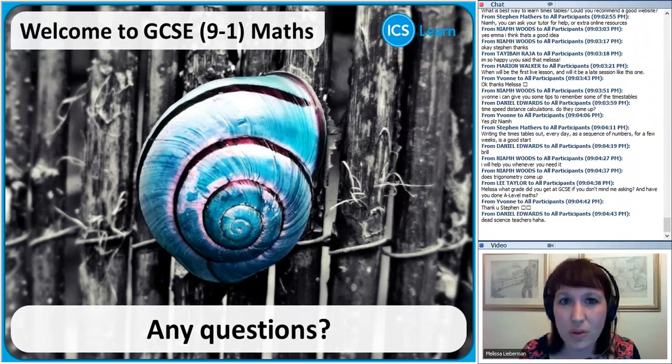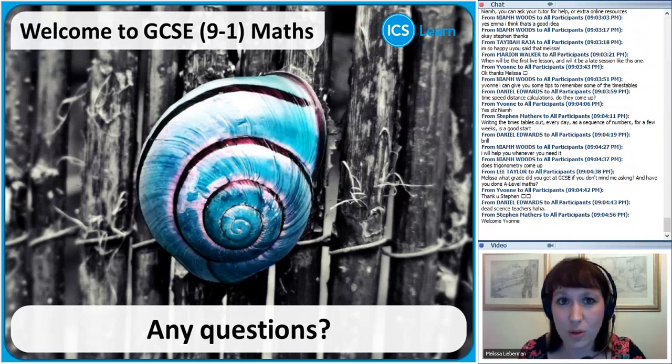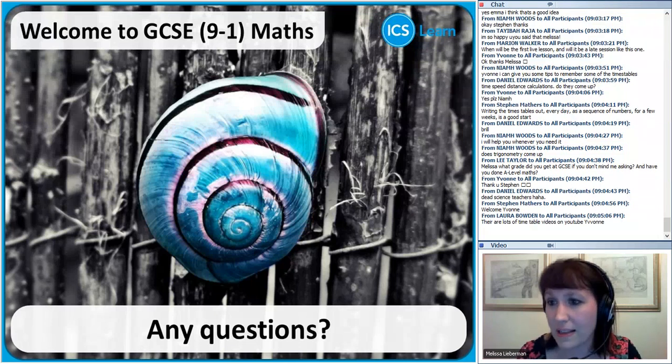Trigonometry, yes, you now do need trigonometry for foundation tier, SOHCAHTOA, so we go through that in Unit 3. So if you go through onto Unit 3, you'll see Pythagoras and trigonometry is covered there at a more basic level. And then when you go onto higher tier, you'll do more advanced trigonometry. You'll do the sine rule, the cosine rule, which is also covered in A-level maths. So if you're planning to go on and do A-level maths later on, the trigonometry there can get quite advanced.